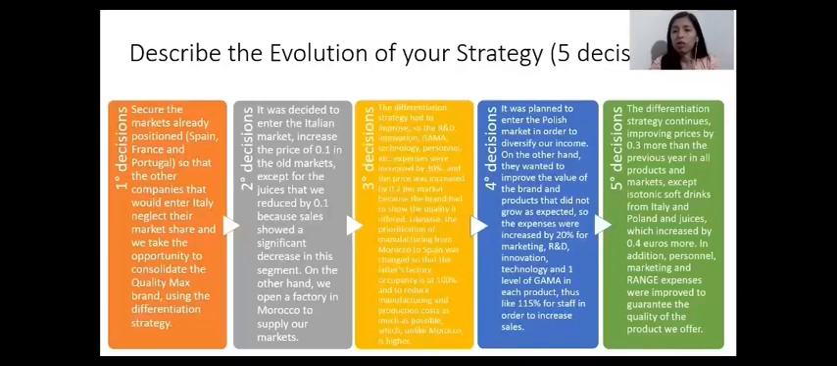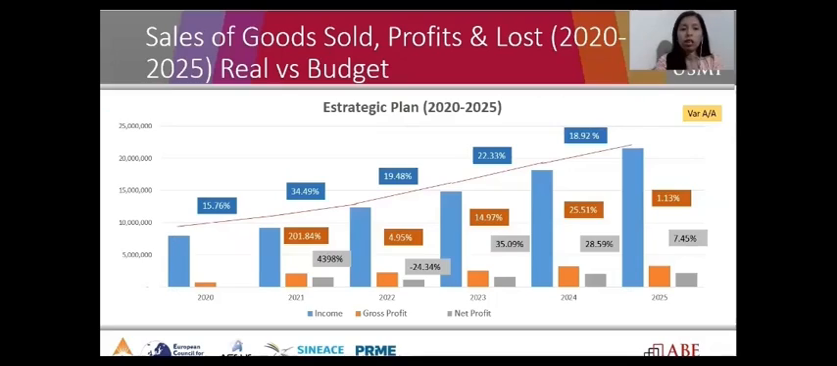Decision 5. The differentiation strategy continues, improving the price by 0.3 more than the previous year in all products and markets, except isotonic soft drinks for Italy and Poland and the US, which increases by 0.4 euros more. In addition, personnel, marketing, and rent expenses would improve to guarantee the quality of the product we offer. Sales, cost of goods sold, profit and loss.